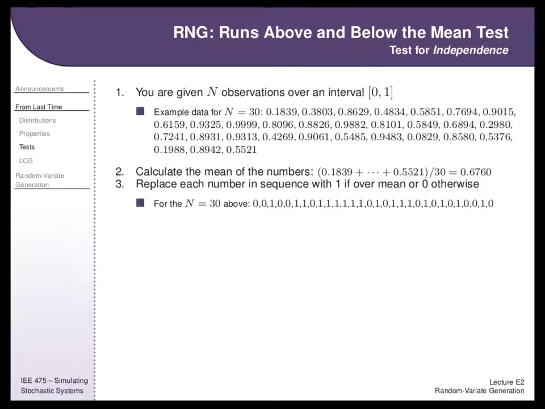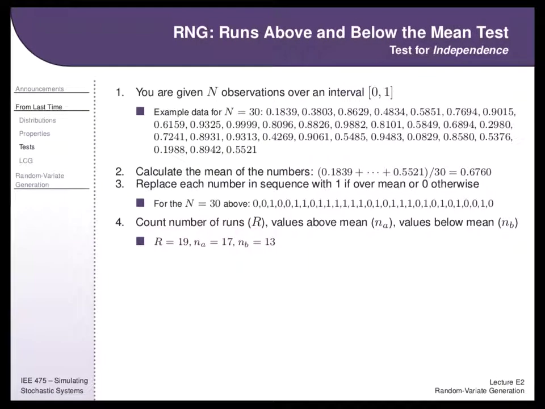I then replace every number here with a 1 if it's above the mean, or a 0 if it's at the mean or below. So now all of these numbers turned into a string of 0s and 1s. So now I can count the number of 1s, and that's the NA value, and I can count the number of 0s, that's the NB value. And then the claim is there's 19 runs here.